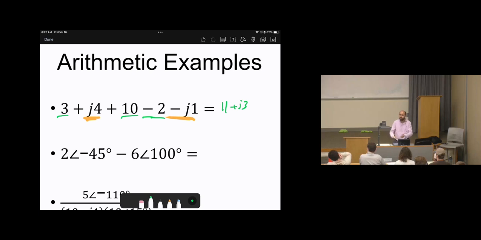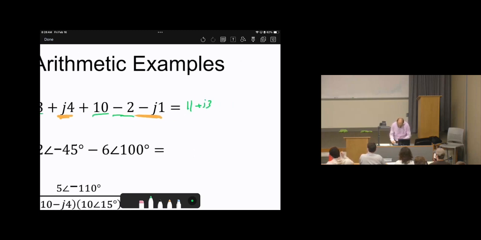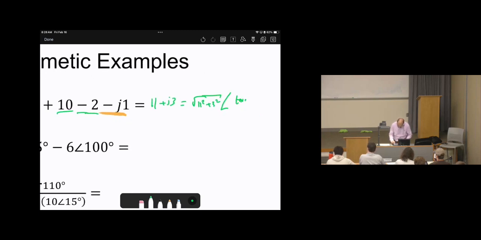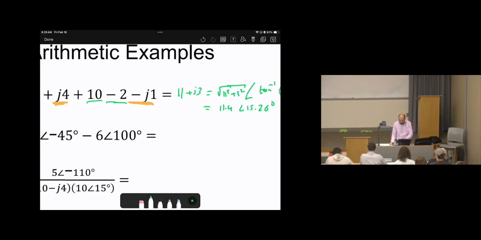Let's assume we need to convert this to polar coordinates. In polar coordinates, it will be the square root of 11 squared plus 3 squared, angle tan inverse of 3 over 11. Then it will be 11.4 angle 15.26 degrees. Okay, that's it. Just some arithmetic analysis again, like addition and subtraction.